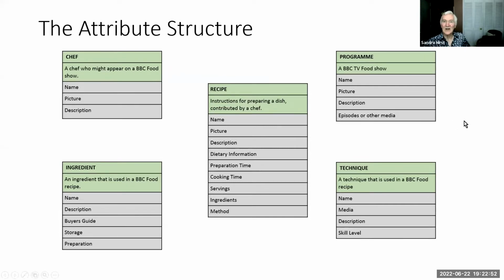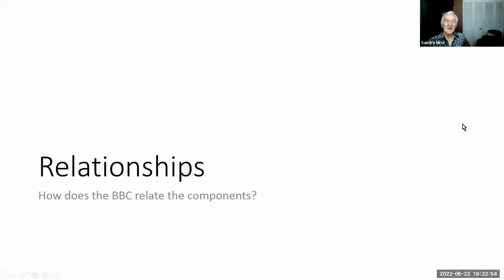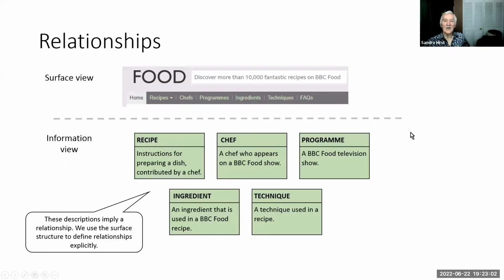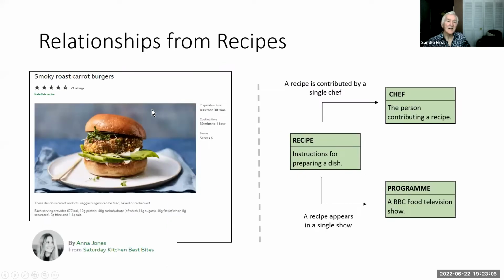And this is what we call the relationship structure. So what we want to know is, how does BBC relate the components? And again, we find out by looking. So if we look at a recipe, we can see at the bottom, there's a chef, and at the bottom, there's a program. So a recipe is contributed by a single chef. A recipe appears in a single show. These numbers are important. Sometimes there are multiple values. Sometimes there is 0 or 1.